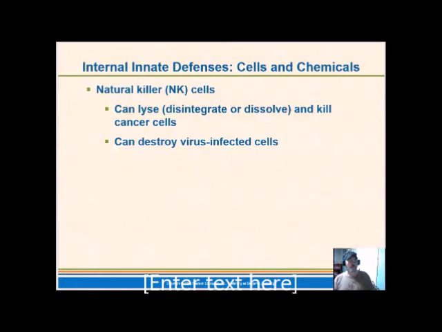We have natural killer cells, and they disintegrate and dissolve and kill cancer cells. That's one of their key jobs. As, believe it or not, every one of us has had cancer.